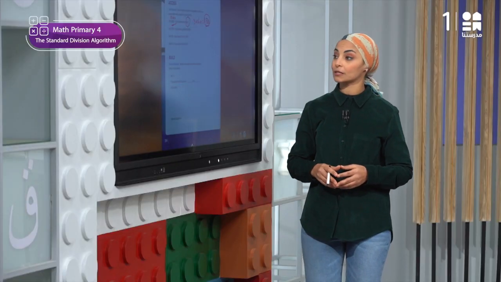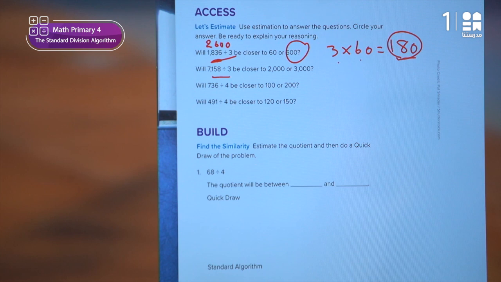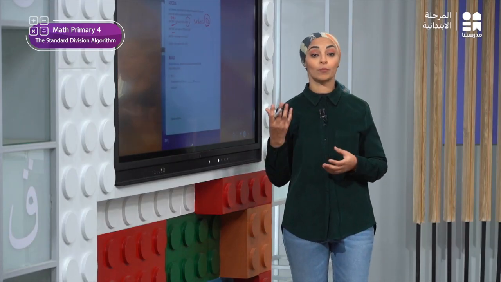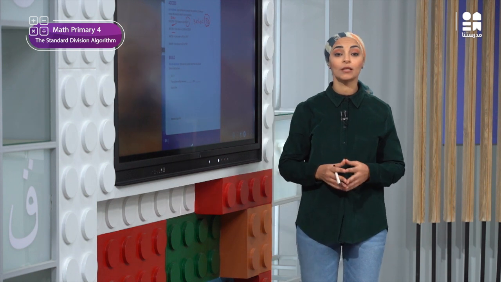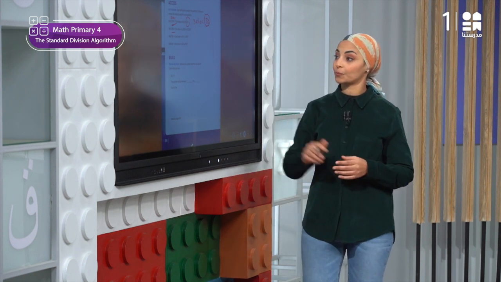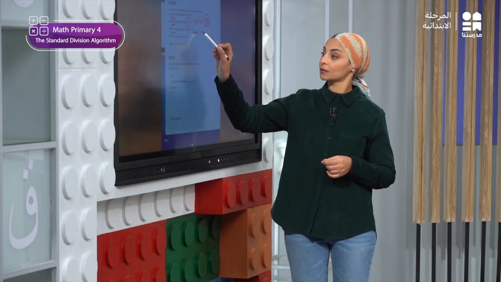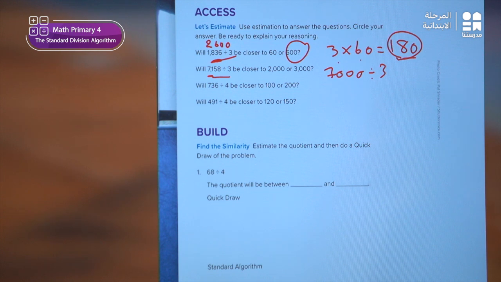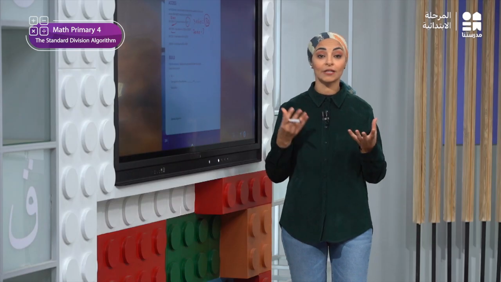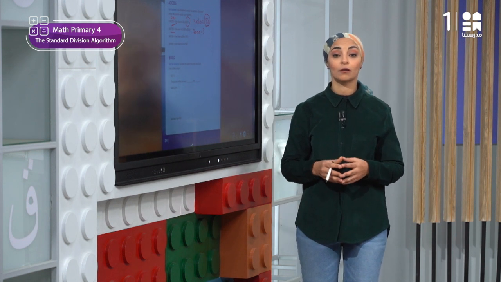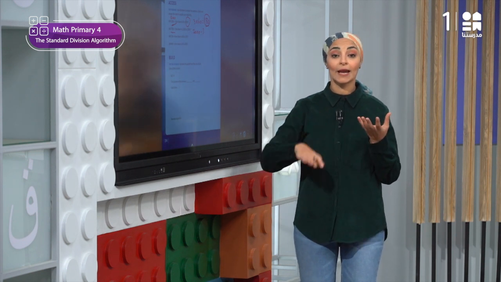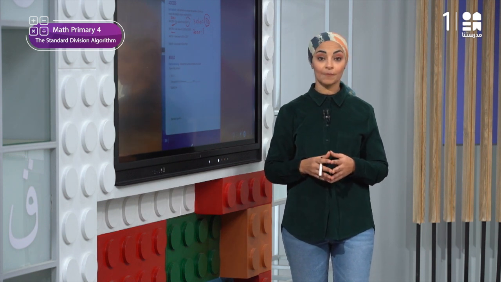Problem number 2, he's asking me, is 7158 divided by 3 closer to 2000 ولا 3000? Okay, whether we are solving by rounding أو بالpartial quotient algorithm, we will find that we have 7 in the thousands place. عندي 7 هنا in the thousands place. So divide 7000 by 3. As long as 7 is not a multiple of 3, كلنا عارفين ان 7 not a multiple of 3, طب انا عايز اشوف اقرب multiple, or nearest multiple of 3 less than 7000. It will be what?